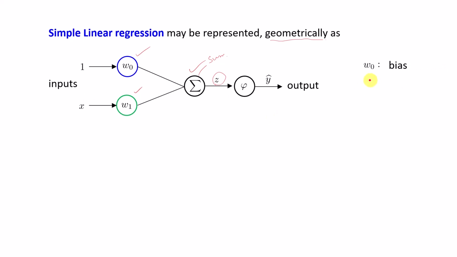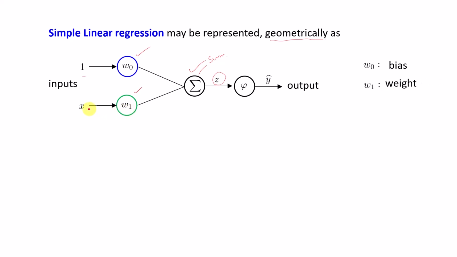Here we call w0 the bias. w0 is something that is being multiplied with a constant input, that is 1, and that is called the bias. And the other part, that is w1, we call the weight.